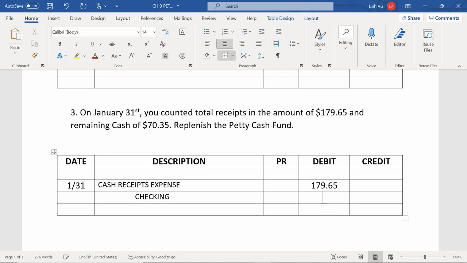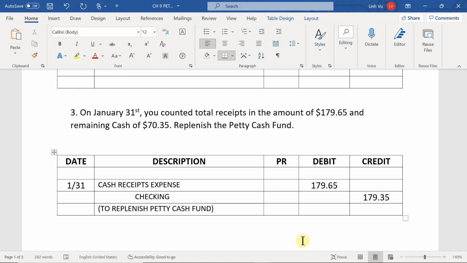in there for the same exact amount. What is 179.65 plus $70.35? 250. Okay. So that's what I have to do. I have to write the check for the amount because right now I only have $70.35. I need my petty cash drawer to have a total of $250. And then, of course, I'm going to make a note here to replenish petty cash fund.